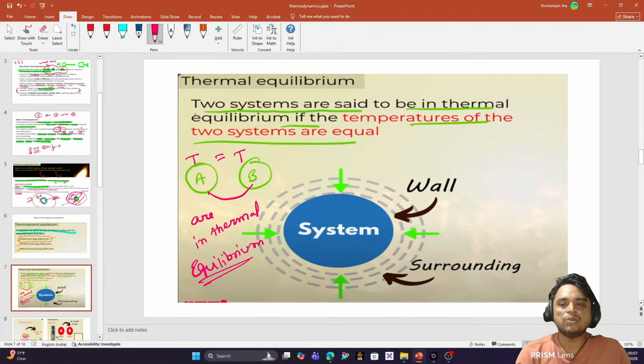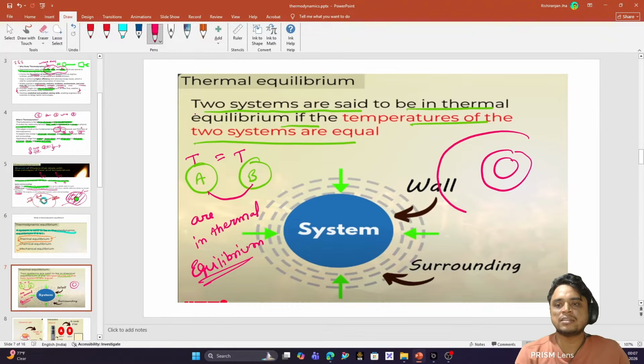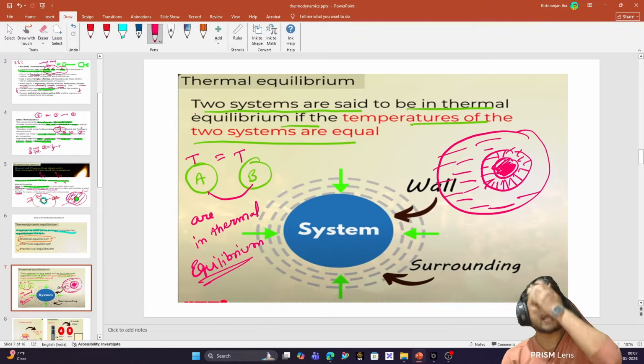Now again, I would like to explain the concept of system, surrounding, and wall. I gave you the example of Earth, atmosphere, and the rest of the universe. So Earth is the system. The atmosphere we see around it can be defined as the boundary, and the rest of the universe that we see can be considered the surrounding.